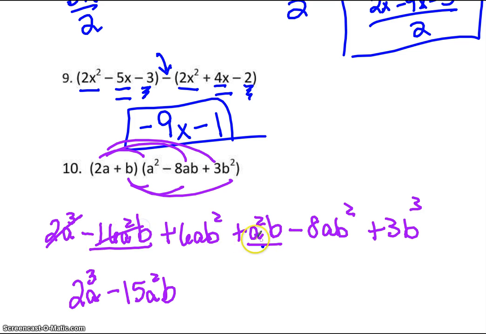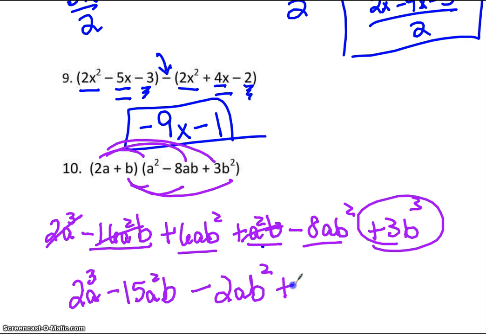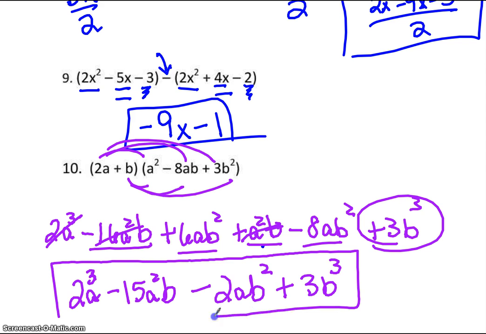So I'm done with those. Now my 6ab squared minus 8ab squared combine and give me minus 2ab squared. And I'm done with those, and then this does not combine with anything, it just comes down, plus 3b to the third. And this long thing is your answer. All right, going to the next page.